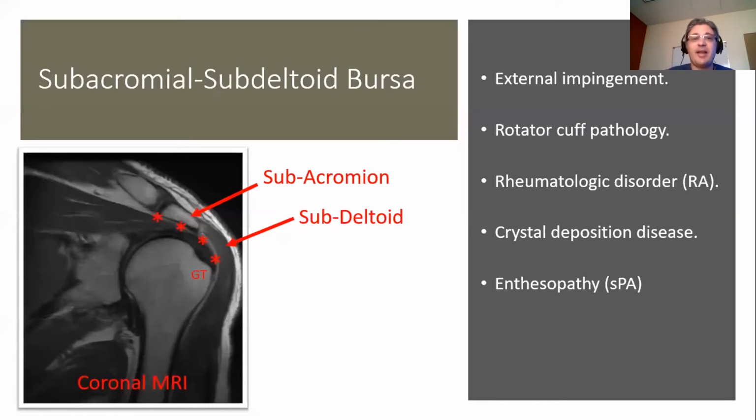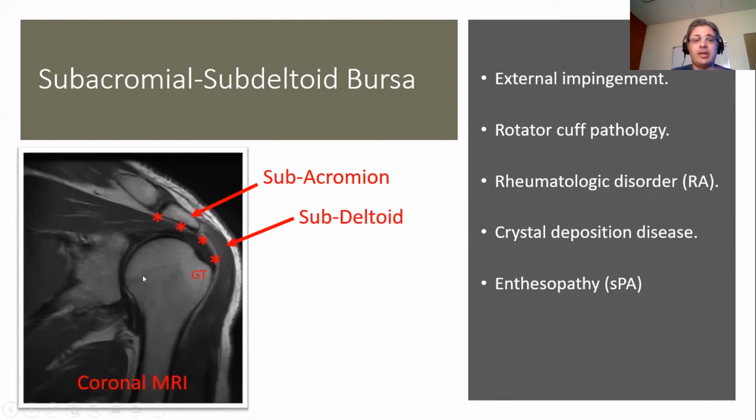And finally, our last upper extremity topic, probably the most common bursa that most of us interact with on a regular basis, the subacromial subdeltoid bursa in the shoulder. Where is the subacromial subdeltoid bursa? Well, again, let's dive deep into our anatomy.